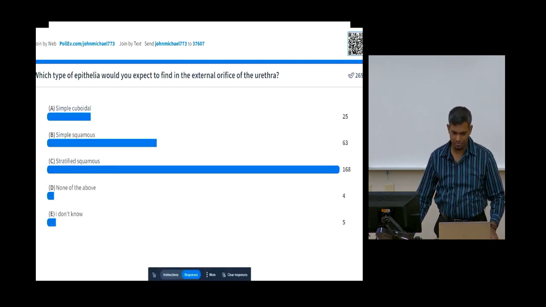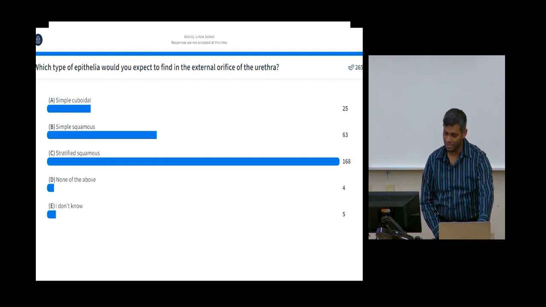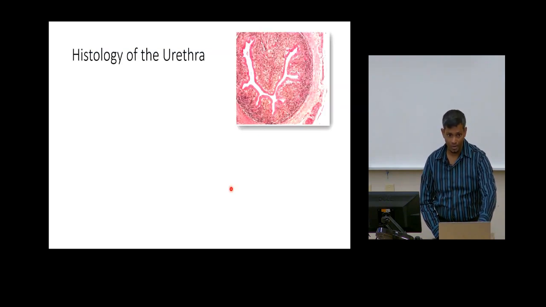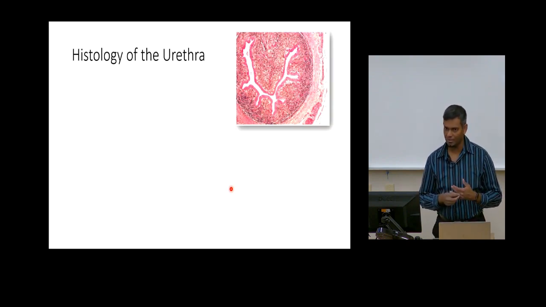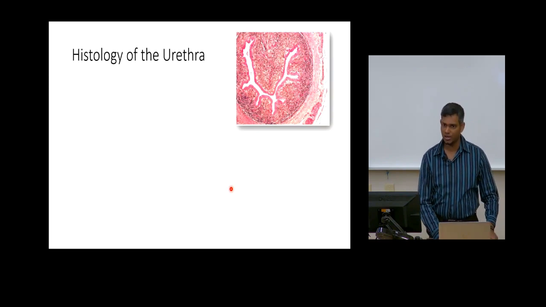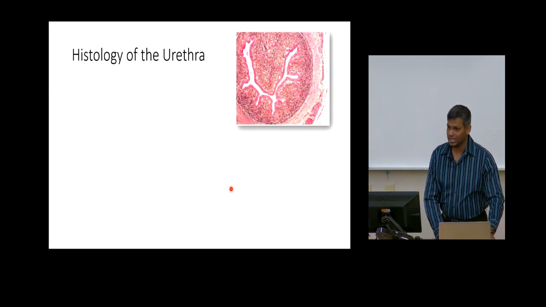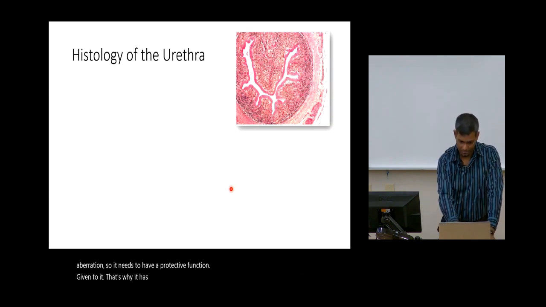Okay, most of you picked stratified squamous epithelia, and that is correct, because that part of the body would have more physical abrasion, so it needs to have a protective function given to it. That's why it has stratified squamous epithelia.